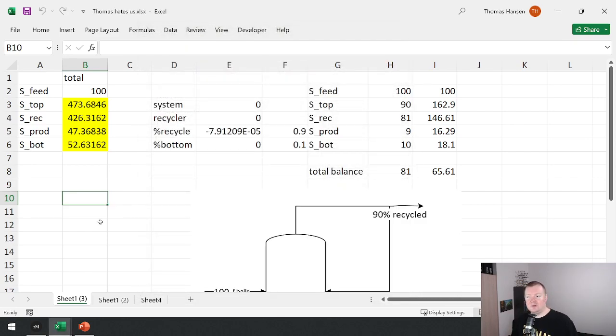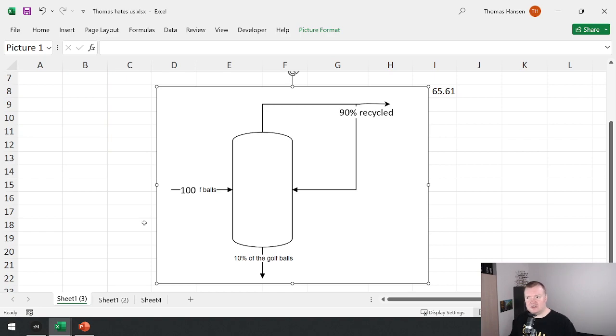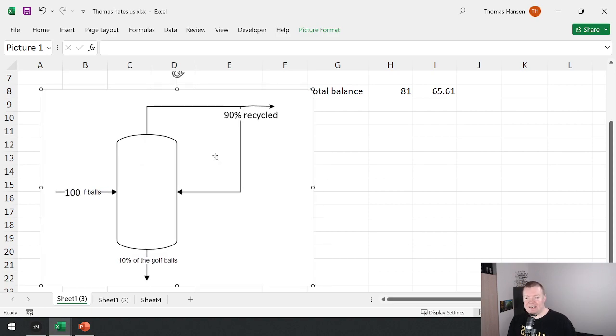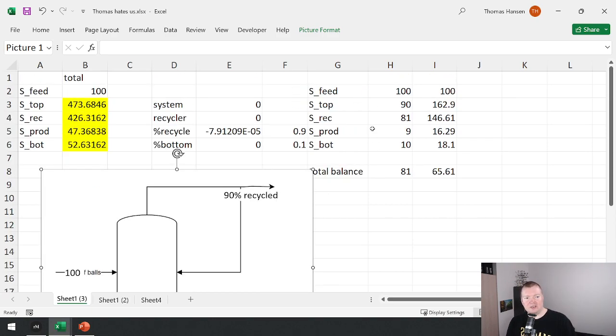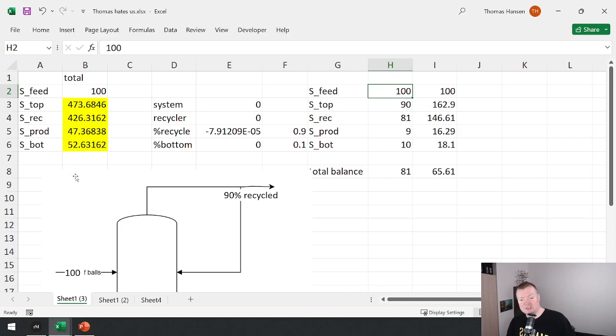But the thing is, some of you might say, well, can't we just do it by hand? Can't we just take it step by step? And the thing is, technically you can. So for instance, over here, I've started to set it up. So I said the first time I send in 100 golf balls, I have 100 in my feed, 90 goes out the top, 10 goes out the bottom. And then I can easily calculate, well, if 90 goes out the top here, 90% is recycled. So I just take 90% of that. That's what's recycled. And of course, the rest goes to my product.